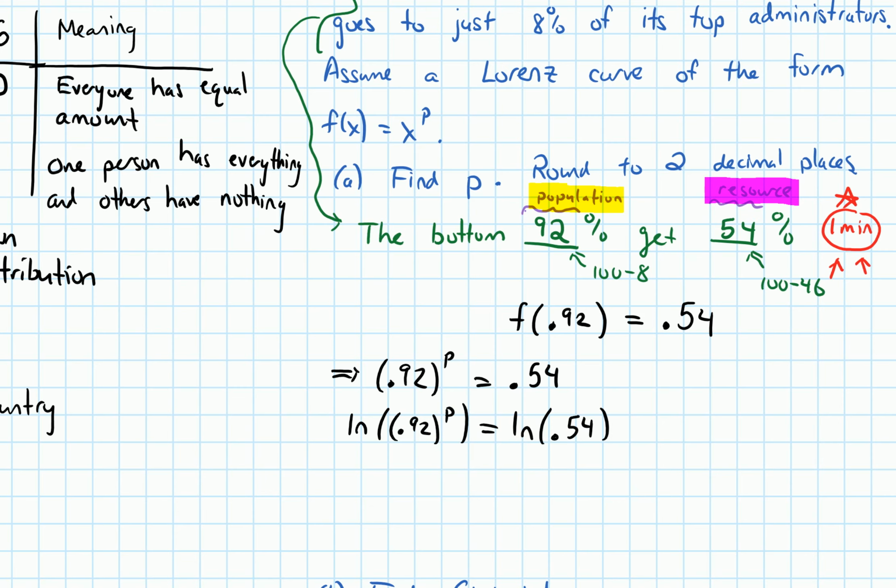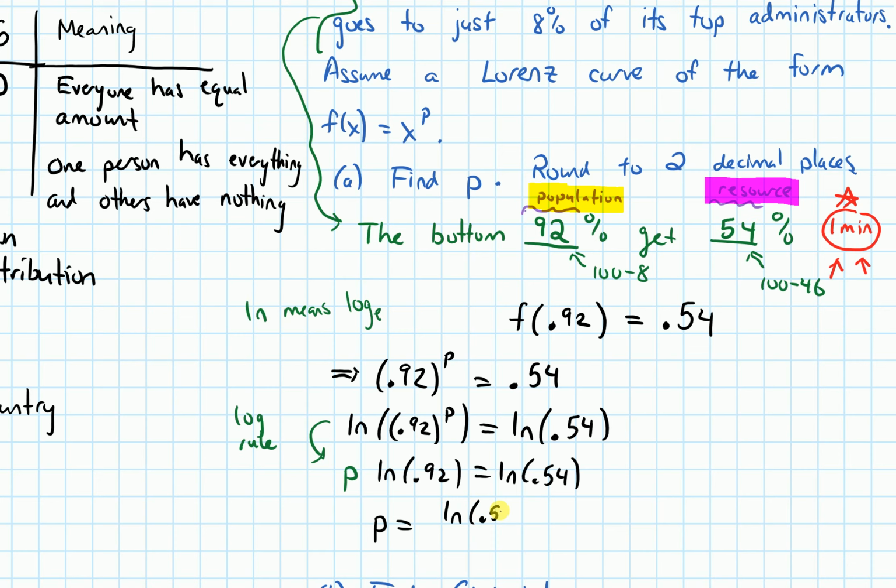And now I'm about to use a log rule. Because remember, ln is just a special type of log. ln means log base e. Okay, so there's a log rule that says if you have a power like this inside of a log, you can pull it to the front. So the p can come in front, and then you'll have p times ln of 0.92 equals ln of 0.54. And now we just isolate for p by dividing by the ln of 0.92. So p is ln of 0.54 over ln of 0.92.